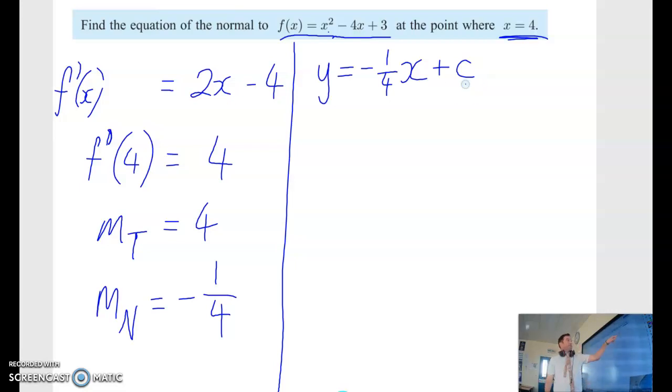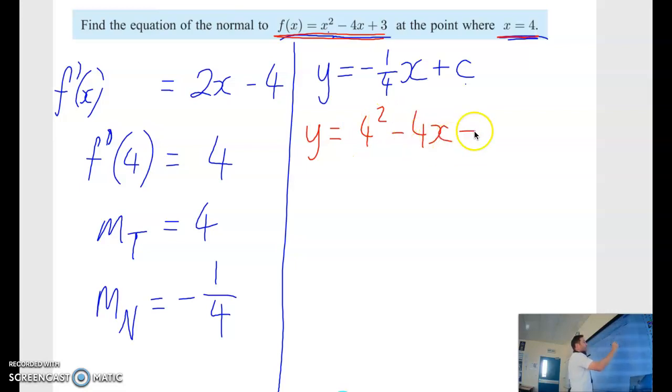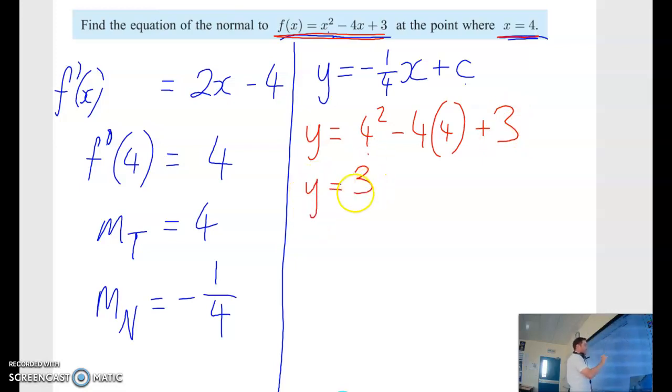In order to find what c is, we need an x and a y value. So we need to find the point of contact. Now the point of contact is on this line, so let's find out what the y coordinate would be when x equals 4. So let's go for y equals 4 squared minus 4x plus 3. Minus 4 times 4 plus 3. 4 squared is 16, minus 16 plus 3. I'm pretty sure that means that y equals 3. 16 minus 16 plus 3, yep.